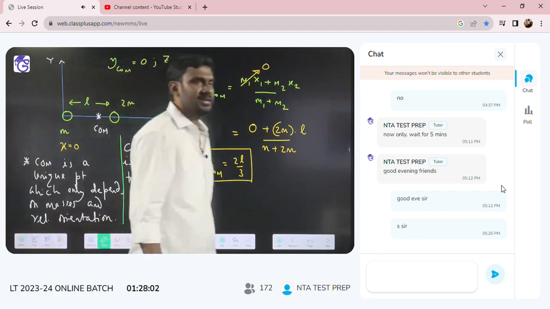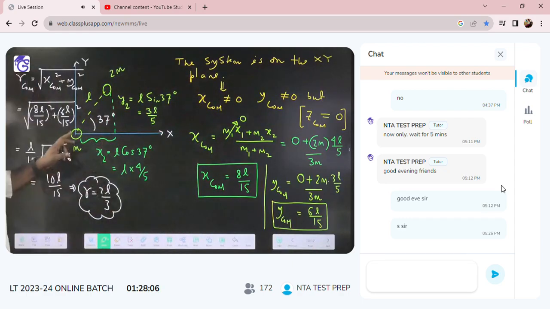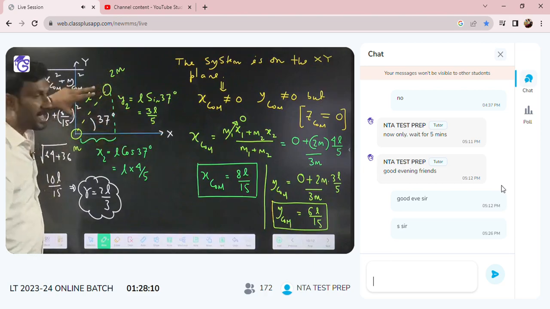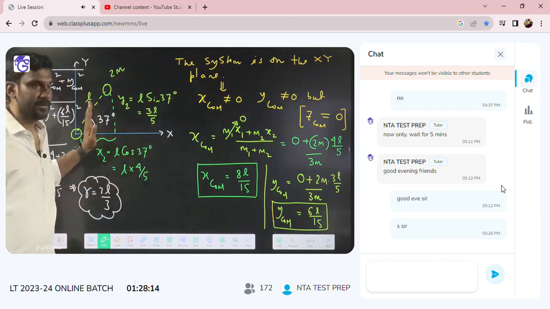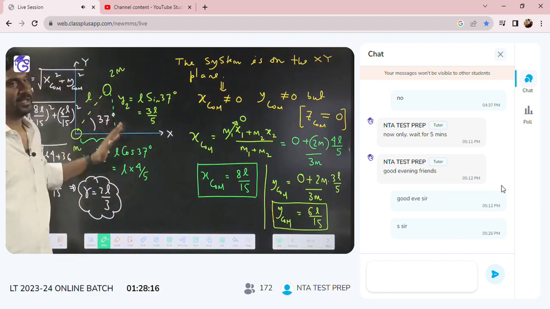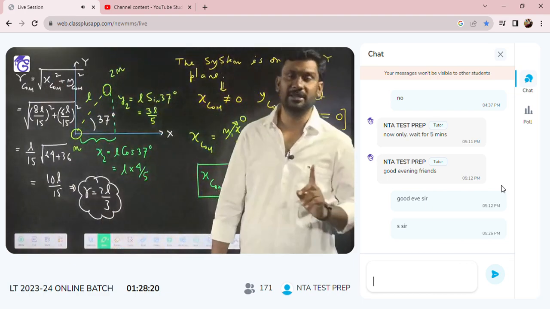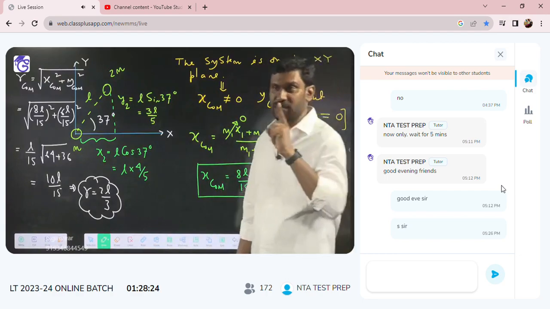It depends on masses and relative orientation. I mean by this, if you keep these two masses the same, m and 2m, and keep their separation as L only, it doesn't matter which angle you keep, 30 degree, 15 degree, 7 degree, 90 degree, at any angle, every time your center of mass will be at L by 3. Did you get the clarity?